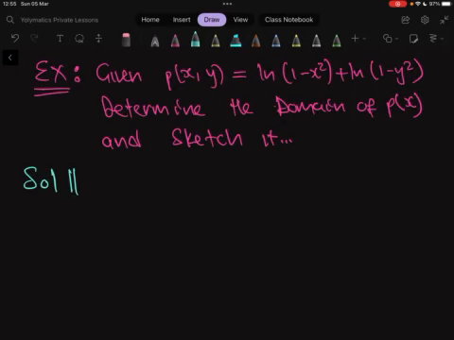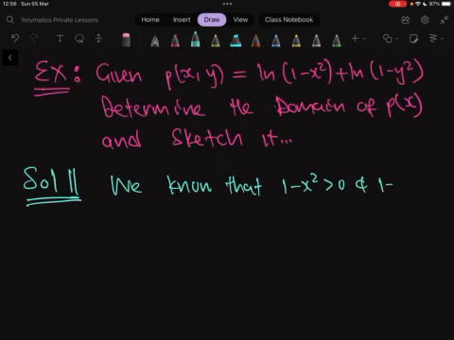Solution now. Remember, the trick to find the domain is to spot terms that have obvious restrictions. Here we have two natural logarithms, and we know that they can only accept strictly positive arguments. So from that reasoning, 1 minus x squared must be greater than 0, and 1 minus y squared must also be greater than 0. These two have to hold true at the same time.